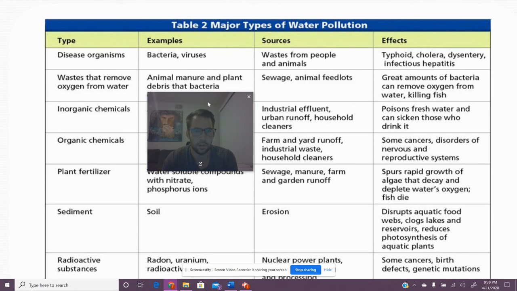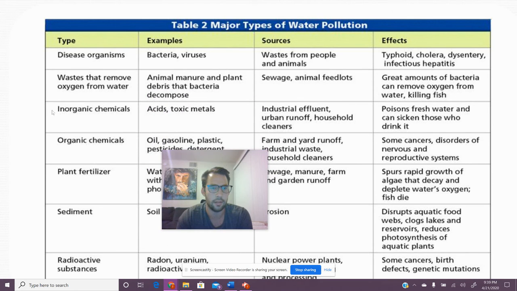So you can see that, let's say, type of pollution is inorganic chemicals. Examples include acids or toxic metals. The sources of this pollution include industrial effluent, urban runoff, household cleaners. And then the effect that this can have is that it can poison fresh water and can sicken those who drink that water.